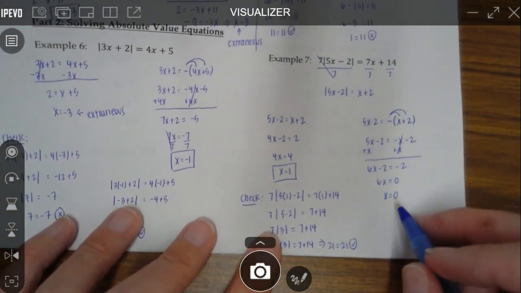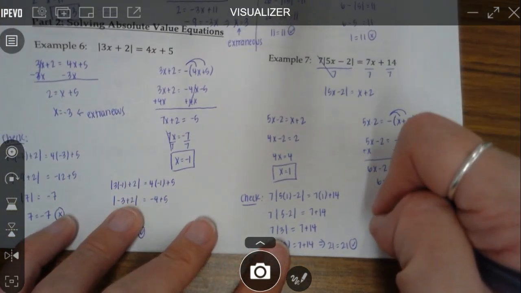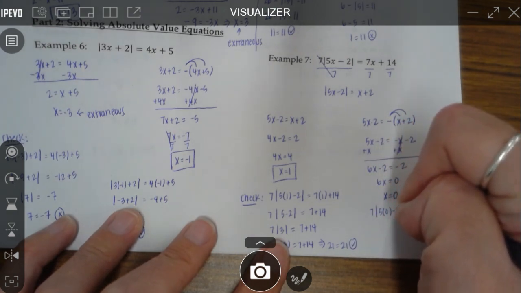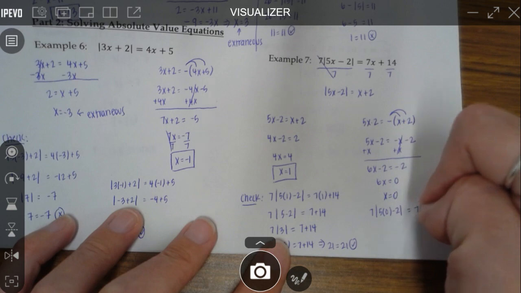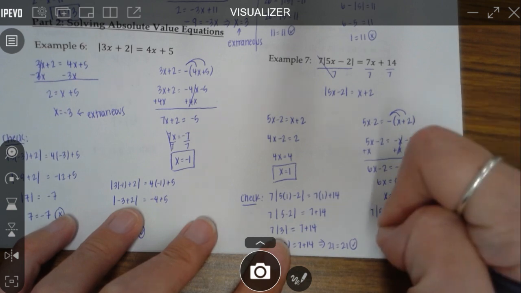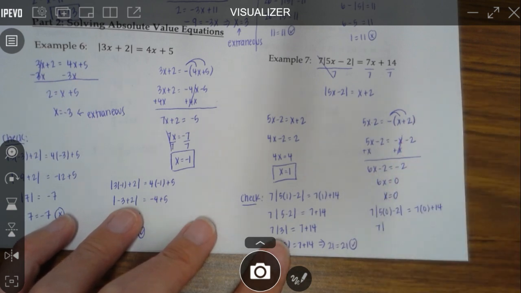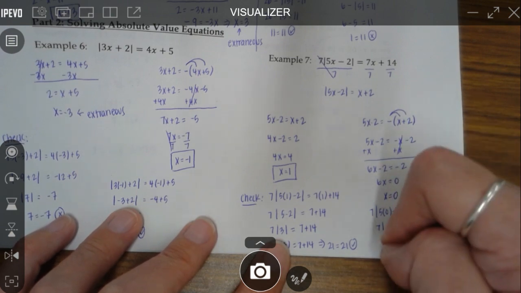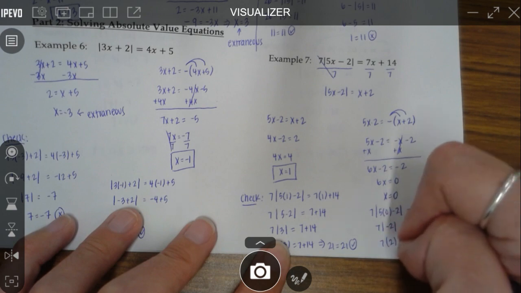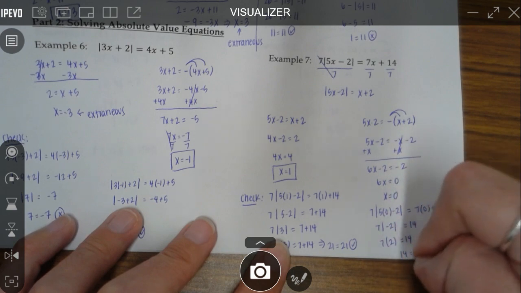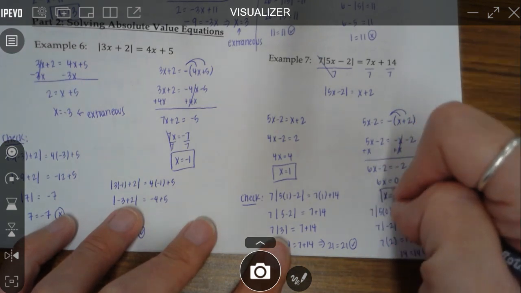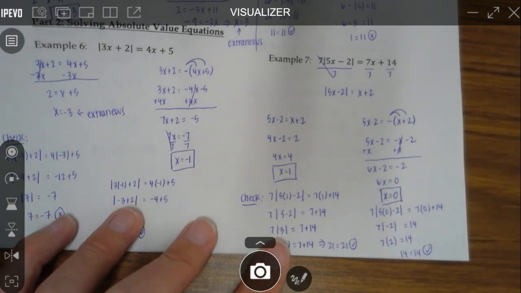And then if I try my x equals 0, 7 times 5 times 0 minus 2 equals 7 times 0 plus 14. That's going to give me 7 multiplied by the absolute value of negative 2 equals 14. So 7 times positive 2 equals 14. 14 equals 14. That one should also work. So here I have two solutions that work, x equals 1 and x equals 0.